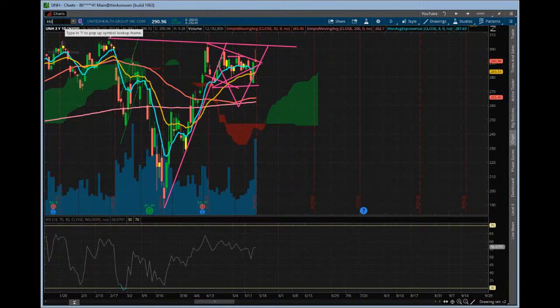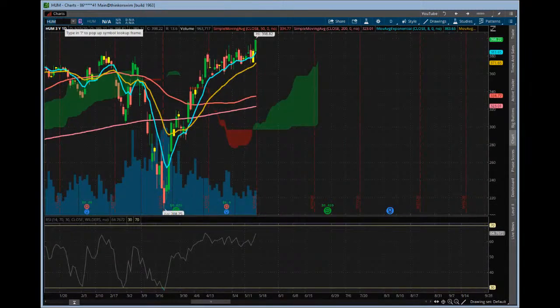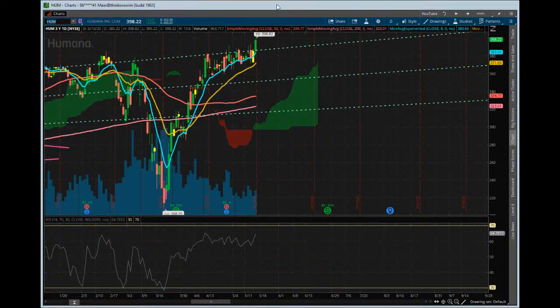And then Humana. So that's a little bit better breakout right there. That looks pretty strong. I like that. We'll put that on the strong radar for tomorrow. Very nice one.